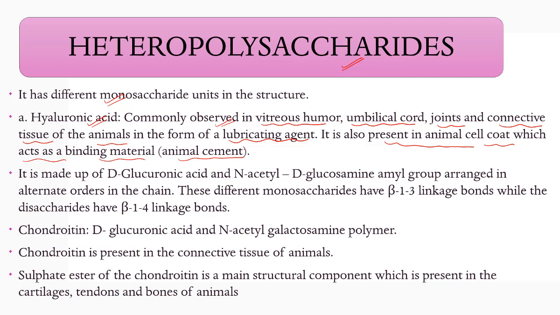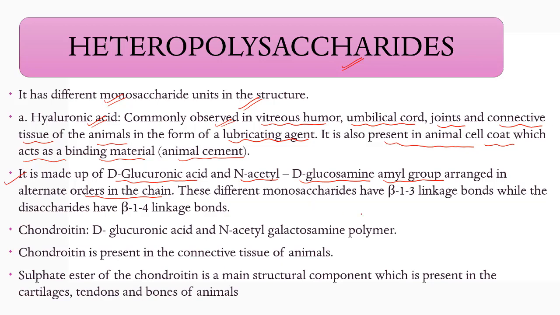Heteropolysaccharides means they have different monosaccharide units to make a polymer. Hyaluronic acid is commonly observed in vitreous humor, umbilical cord, joints and connective tissue of the animals in the form of a lubricating agent. It is also present in animal cell coat, which acts as a binding material like animal semen. It is made up of D-glucuronic acid and N-acetyl D-glucosamine arranged in alternate order in the chain.